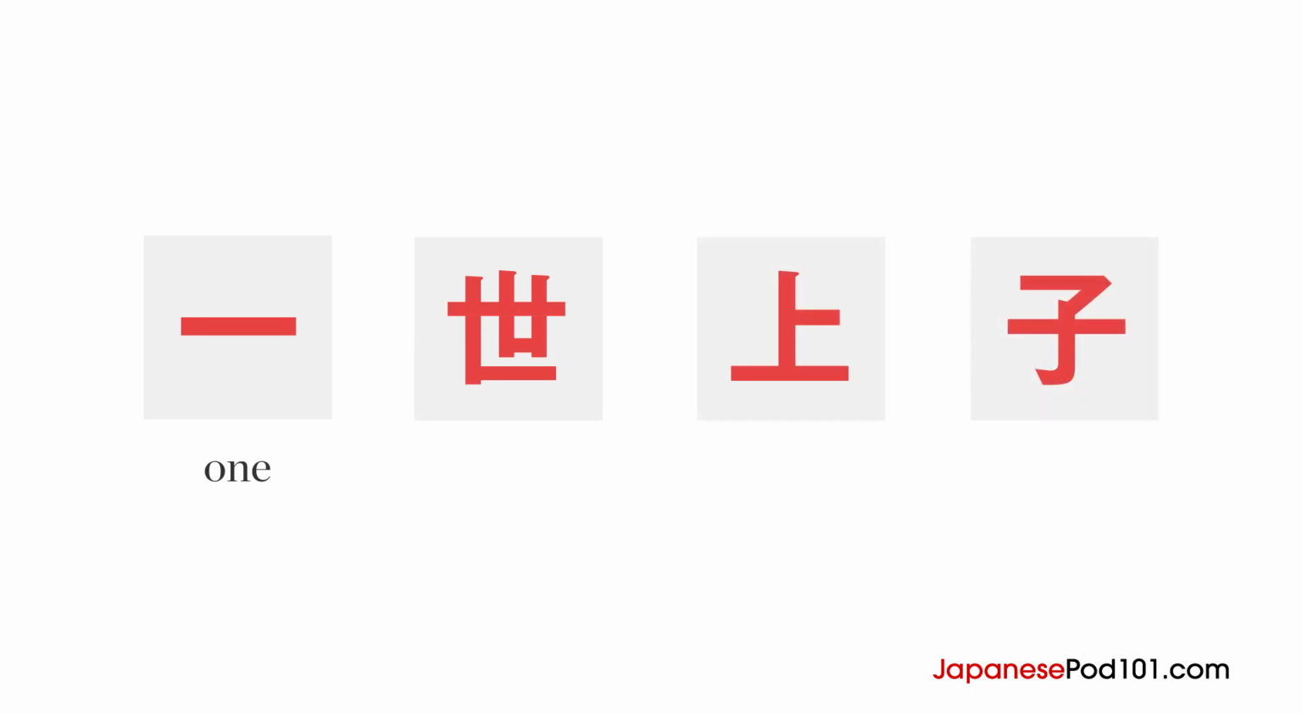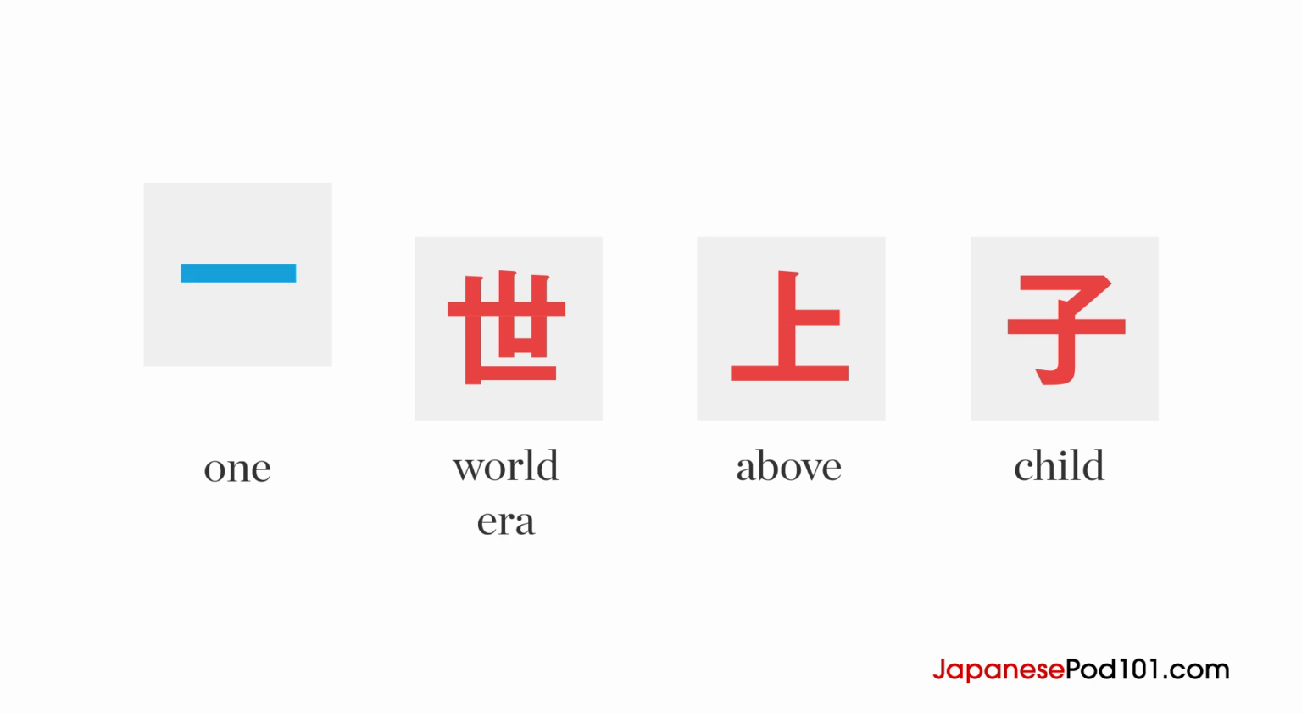The one radical means exactly that, the number 1. From left to right, the first kanji means 1, the second means word, or era. The third character means above, and the fourth character means child. As you can see in the first example, the one radical is also a kanji character on its own. The second kanji is actually a reduction of another kanji meaning leaf.